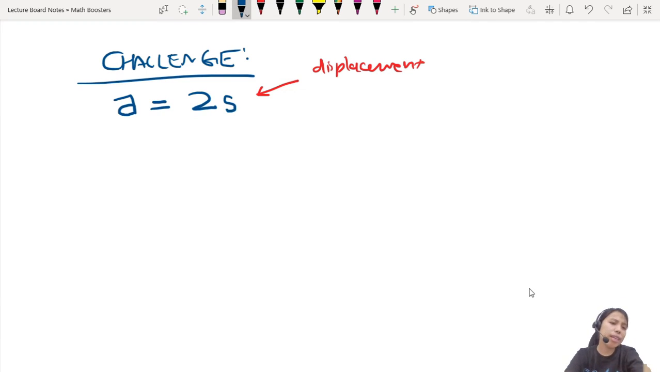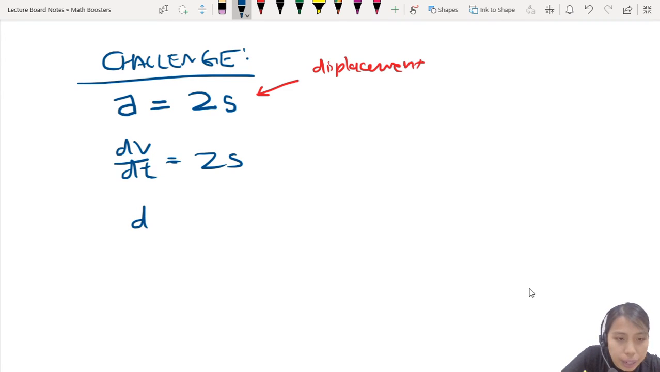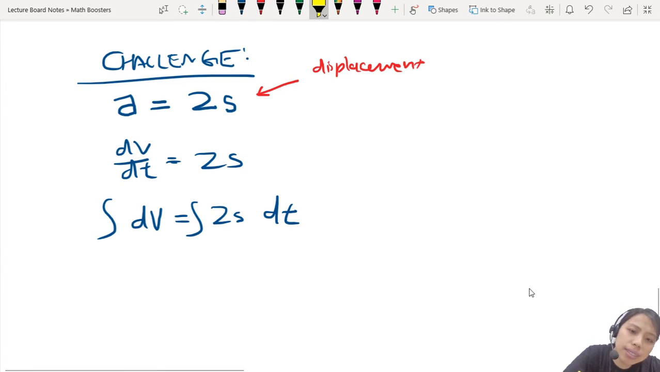So you'll be very tempted to say, okay, if I want you to find the velocity curve, how do we do this? You think of, maybe acceleration is rate of change of velocity equals 2s. But then you come to a problem. You're like, hang on. Here, if I do dv equals 2s dt, and then I integrate both sides, I will have a problem because this is s, but with respect to t. So how?